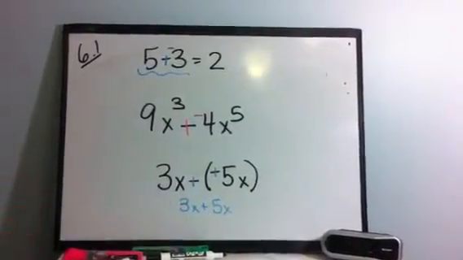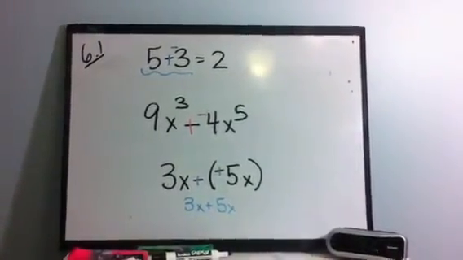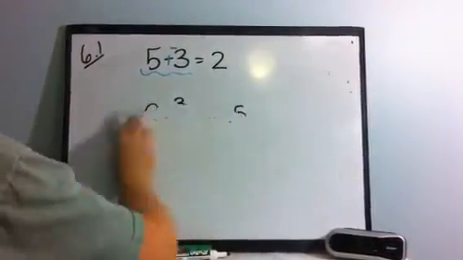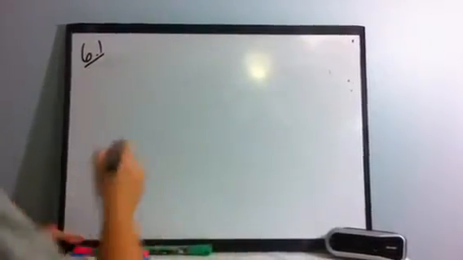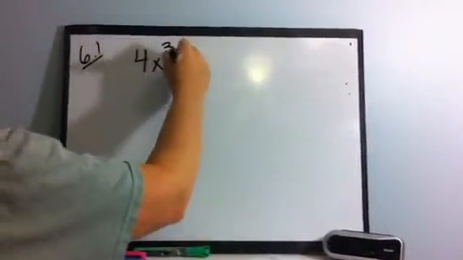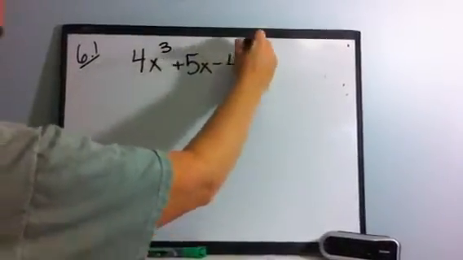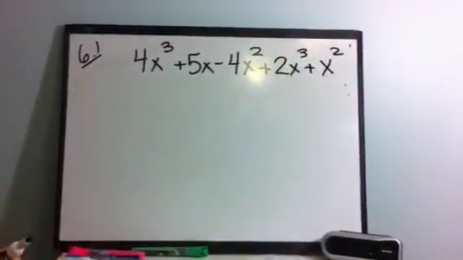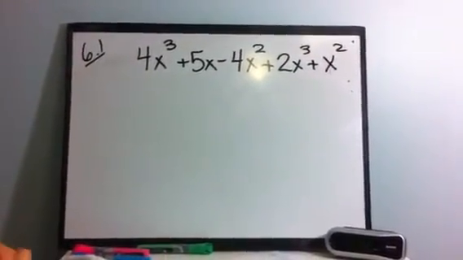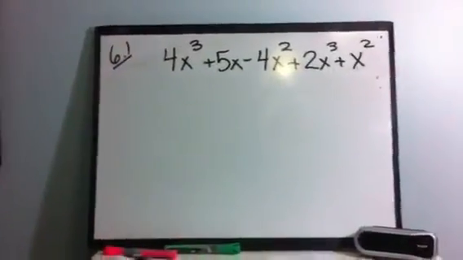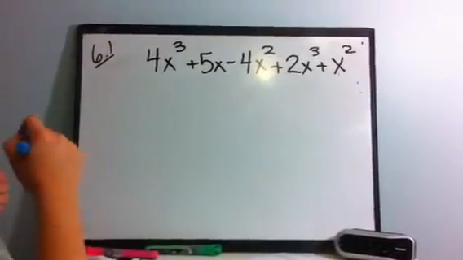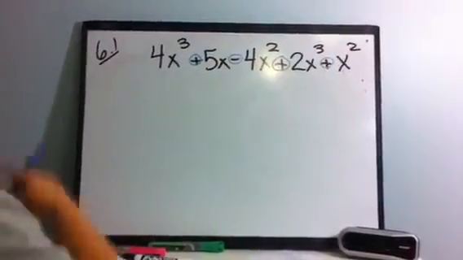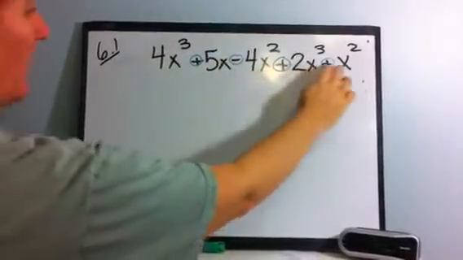Okay? This actually segues us right into the next idea, which is combining like terms. So let me get rid of this for a second, and let's talk about if I were to give you 4x to the third plus 5x minus 4x squared plus 2x to the third plus x squared. Looks really messy. If I were to ask you to simplify this, before we do that, how many terms do we have? Well, remember, we can separate terms by plus or minus. So that's going to separate my terms. So I have 1, 2, 3, 4, 5 terms.